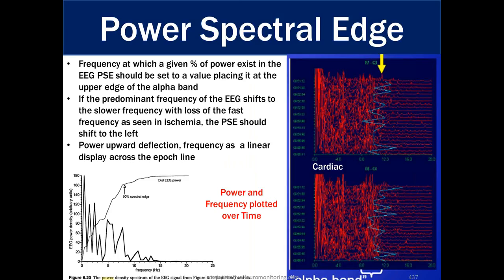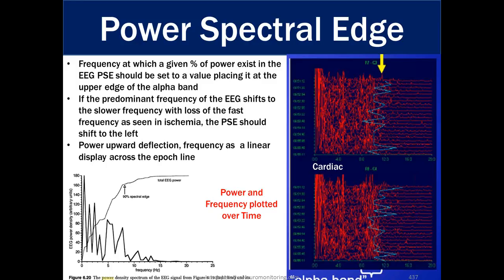Power spectral edge, the frequency at which a given percentage of power exists in the EEG, should be set to a value placing it at the upper edge of the alpha band. If the predominant frequency of the EEG shifts to slower frequencies with loss of fast frequencies, as seen in ischemia, the PSE should shift to the left.